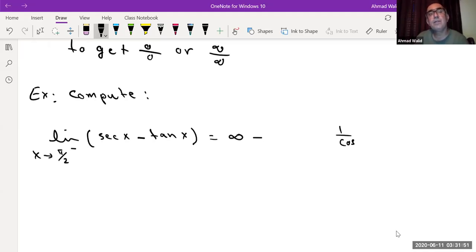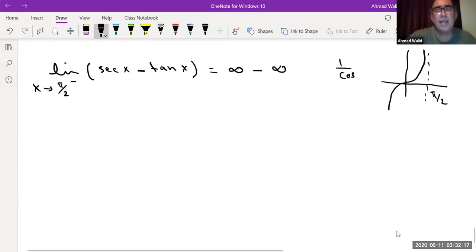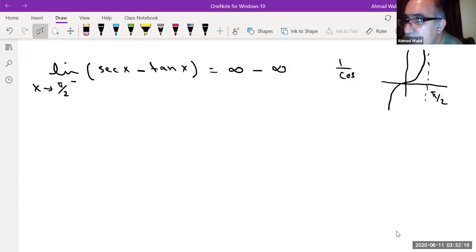Minus tan of pi over 2. If you remember the graph of tangent, this is pi over 2. When you are approaching from the left, the graph goes to infinity, right? This is the graph of tangent. It means you end up with infinity minus infinity. Now, as soon as I plug in and see I end up with an indeterminate difference, I try to change this to a quotient. How? Use algebra, for example, common denominator, correct?